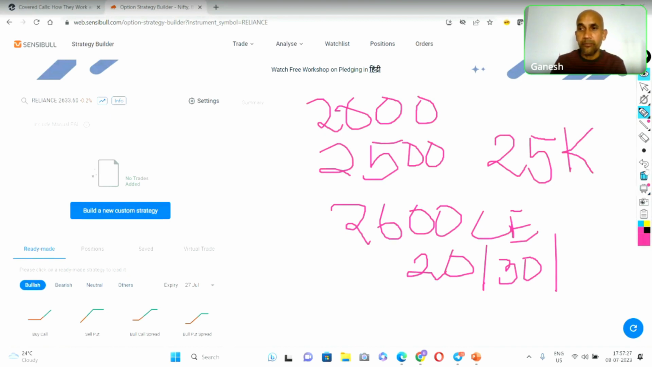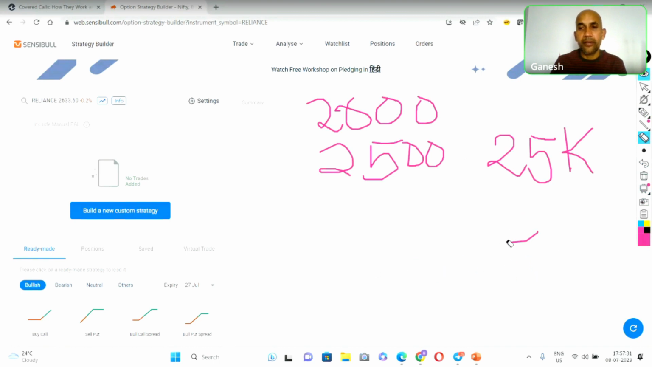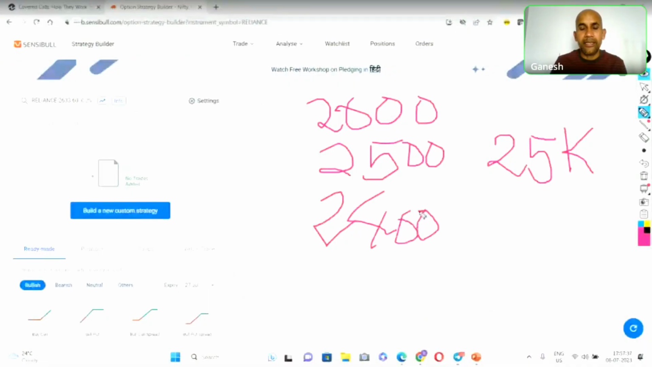Let's say the stock went to 2,400, and it has been there for several months, maybe 3, 4, 5 months. Your portfolio is showing a 50,000 loss, but the 2,600 strike has hardly any premium. You start worrying about this. What would you do?